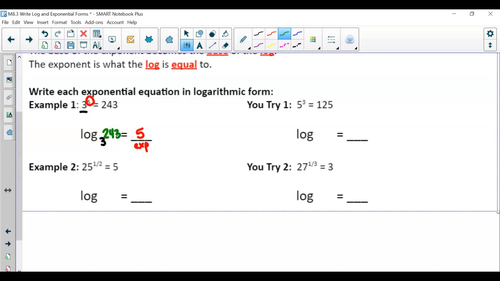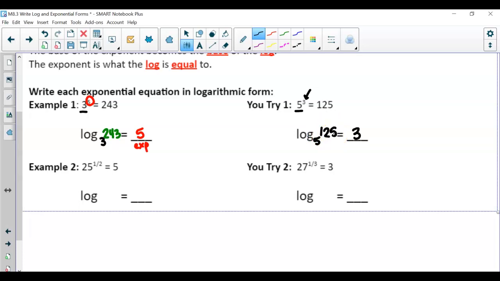So go ahead and just pause the video and try this. You try real quickly on your own. And here you go. You should have said that the base is 5, so log base 5. The exponent is 3, so the equation should be equal to 3. So the log base 5 of 125 is equal to 3.